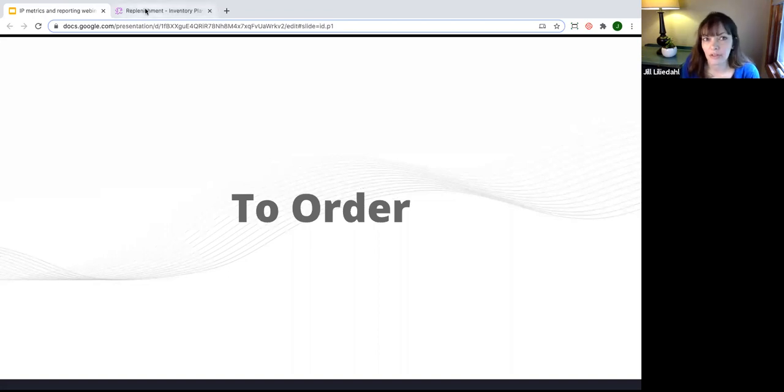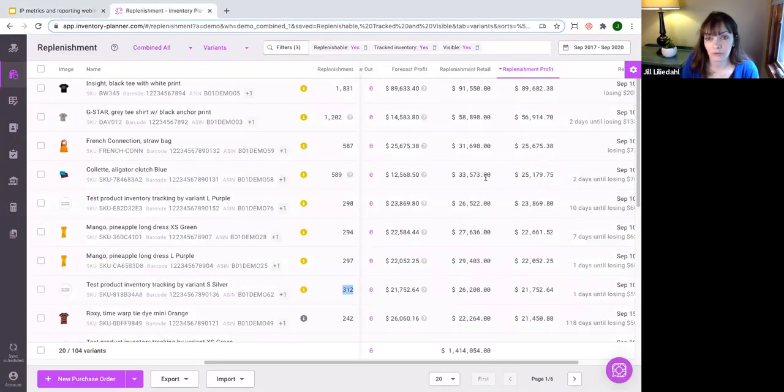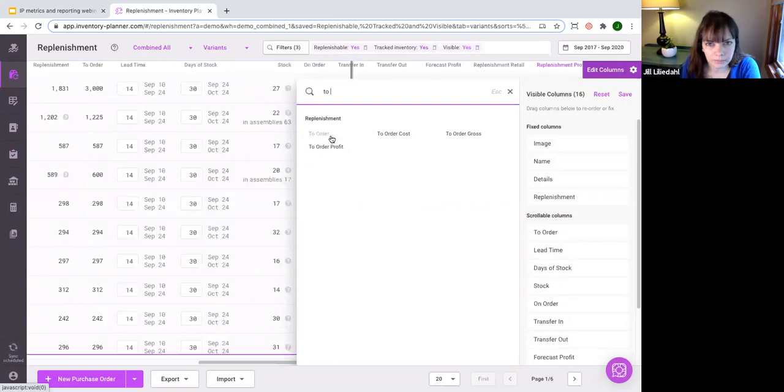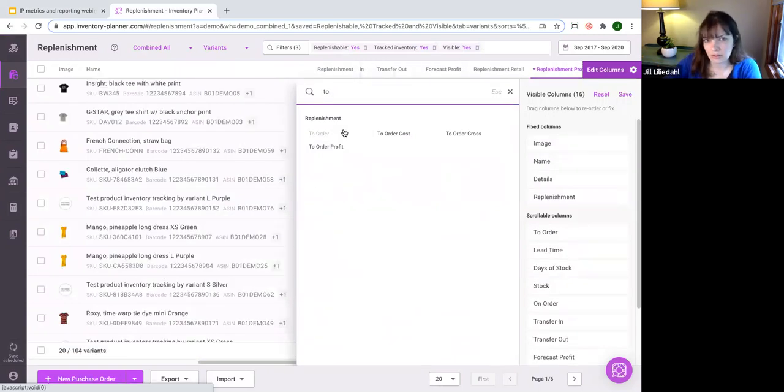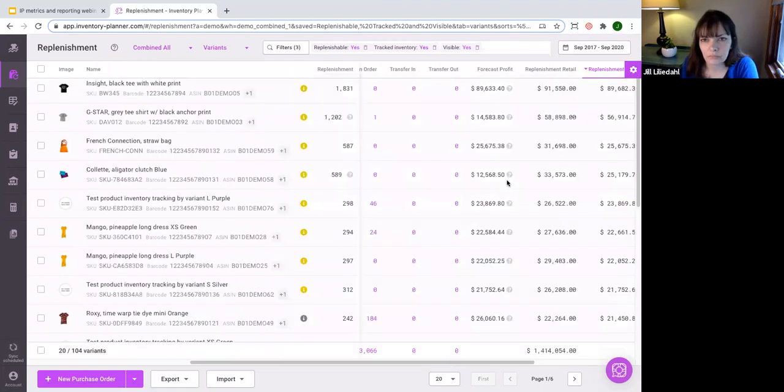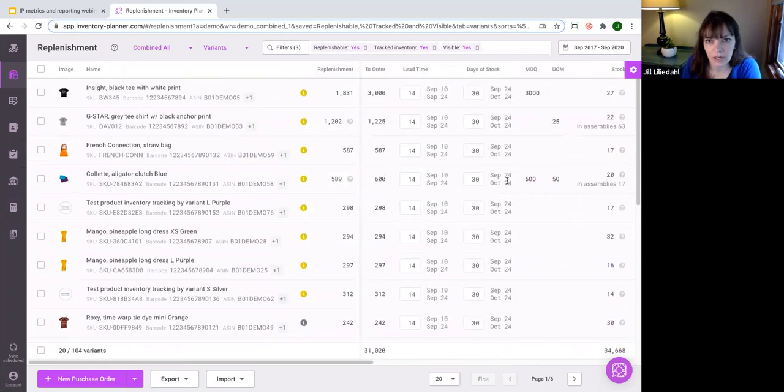Then the next one is the newest metric within Inventory Planner, and hopefully many of you read the newsletter that we sent out last week announcing this new metric. So we've got To Order, which is really related to the replenishment column that we see here in Inventory Planner. I'm going to add another couple of columns here so that we can see how this is generated and really what it means. This is taking a look at that original replenishment recommendation that the formula is saying, here's how many we need, right?